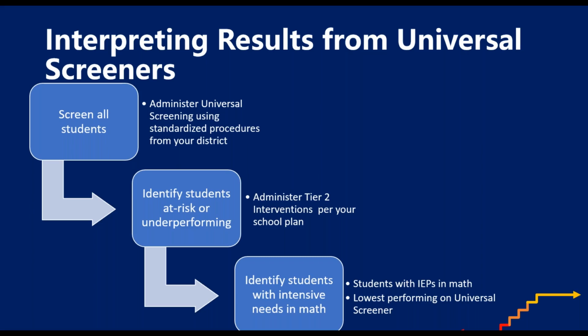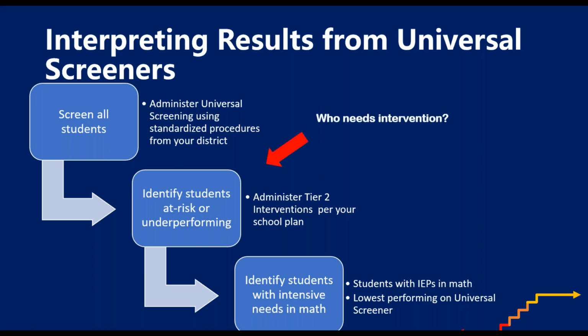Using a universal screening assessment to screen all students helps identify students who are at risk or underperforming so that appropriate tier 2 interventions can be put into place. The students who are the lowest performing on the screener may have intensive needs, and therefore it would be appropriate to use the DBI framework with those students to support your decision making.